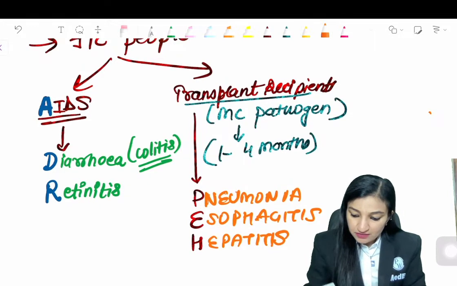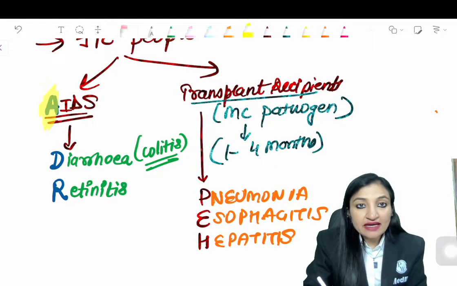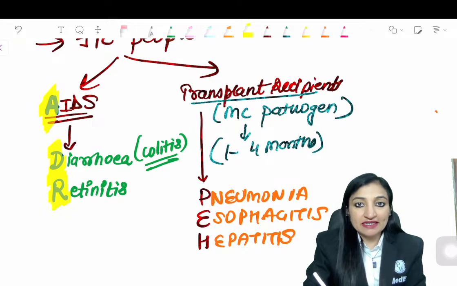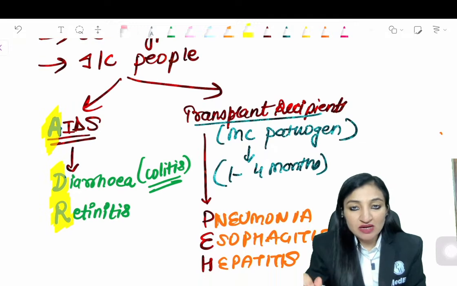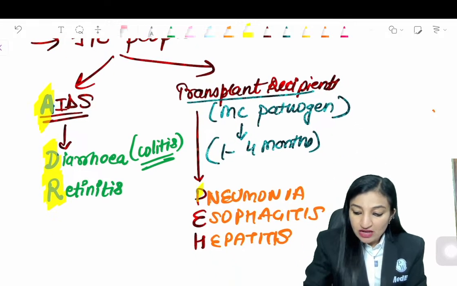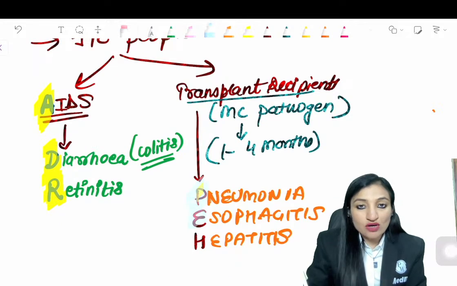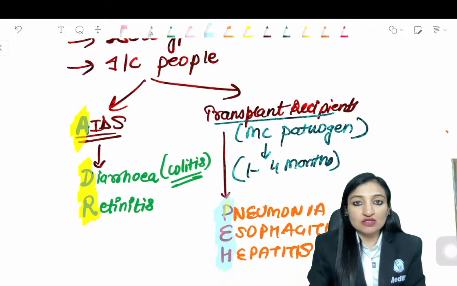Is this clear, guys? So remember, let me highlight ADR. Remember, a doctor, A for AIDS, D for diarrhea, R for retinitis. Then the other important group of immunocompromised people are the transplant recipients who are vulnerable to infection by this virus. And in them, what is it going to cause? PEH, pneumonia, esophagitis, hepatitis. All these are MCQs.